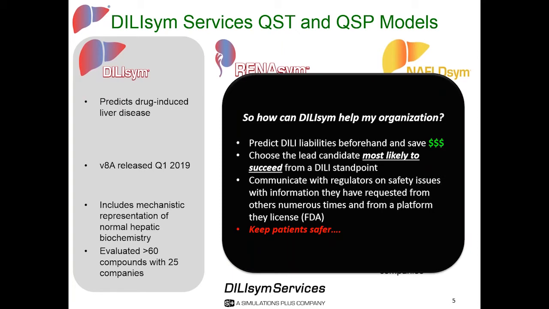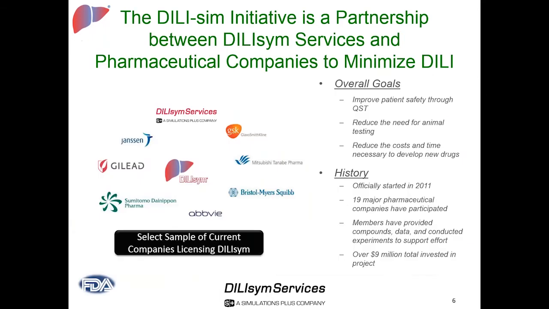So if you're new to DILIsym, you may ask, how can DILIsym help my organization? A few quick bullet points. It can help predict DILI liabilities beforehand and save your company money, save you from large, expensive failures. It can help choose the lead candidate most likely to succeed from a drug-induced liver injury standpoint. And it can also help you communicate with regulators on safety issues with information that they have requested from others numerous times, and a platform that at least the FDA, for example, licenses. So it's a tool that can be used in a number of different ways. Of course, above all, our ultimate goal is to keep the patients safer who are taking our drugs and who are volunteering for our trials. So it can do a number of things for your company.